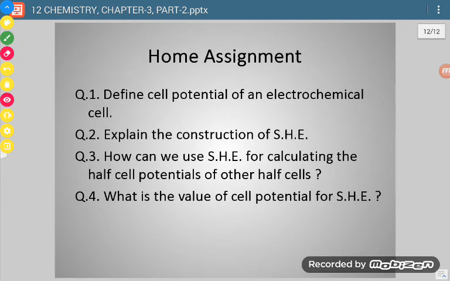On the basis of this, we have discussed the standard hydrogen electrode, its construction, its functioning, and how we can calculate the half cell potentials of other half cells by using SHE as a standard, as a reference. So on the basis of this, you have to solve these home assignments.